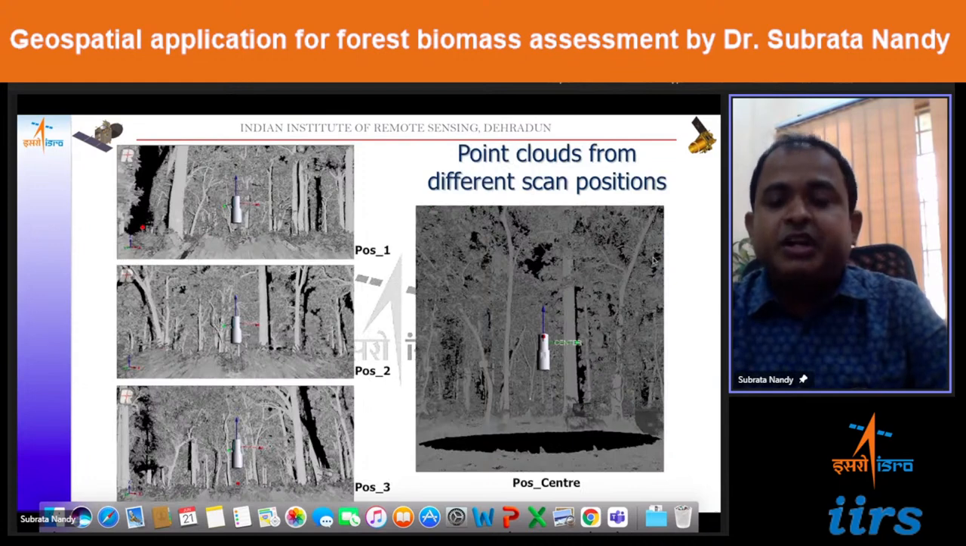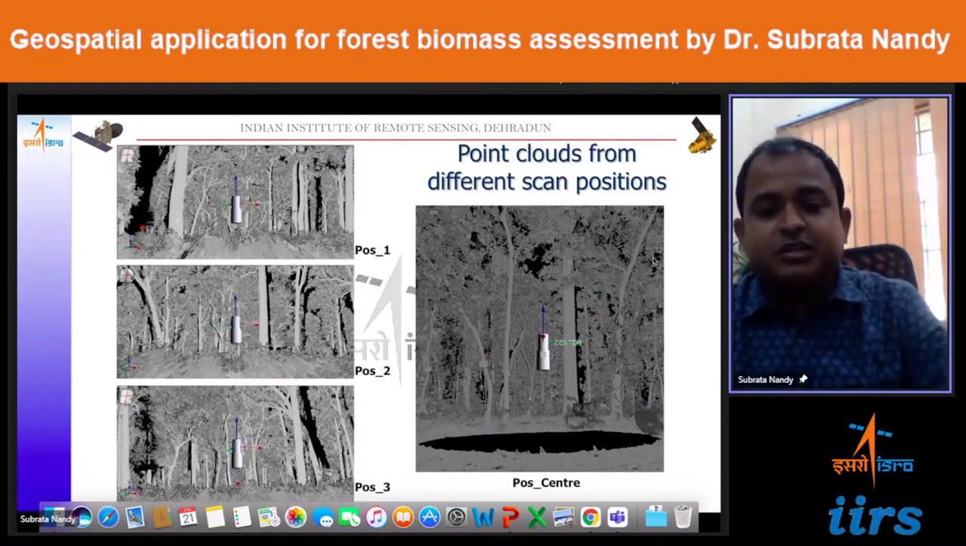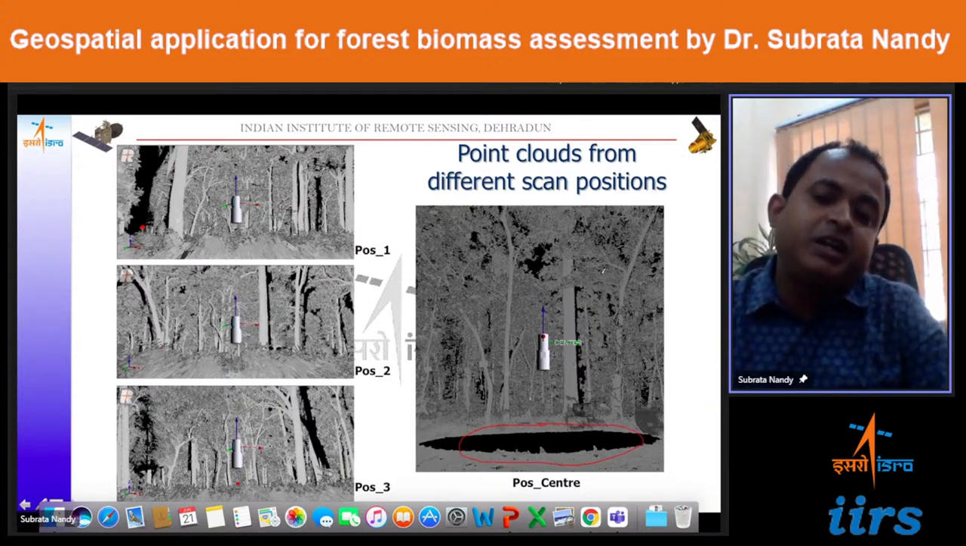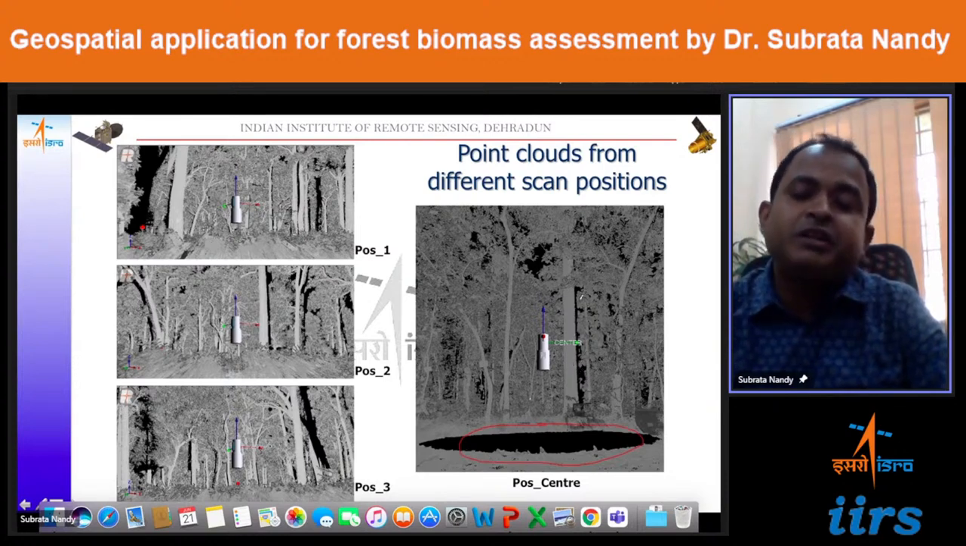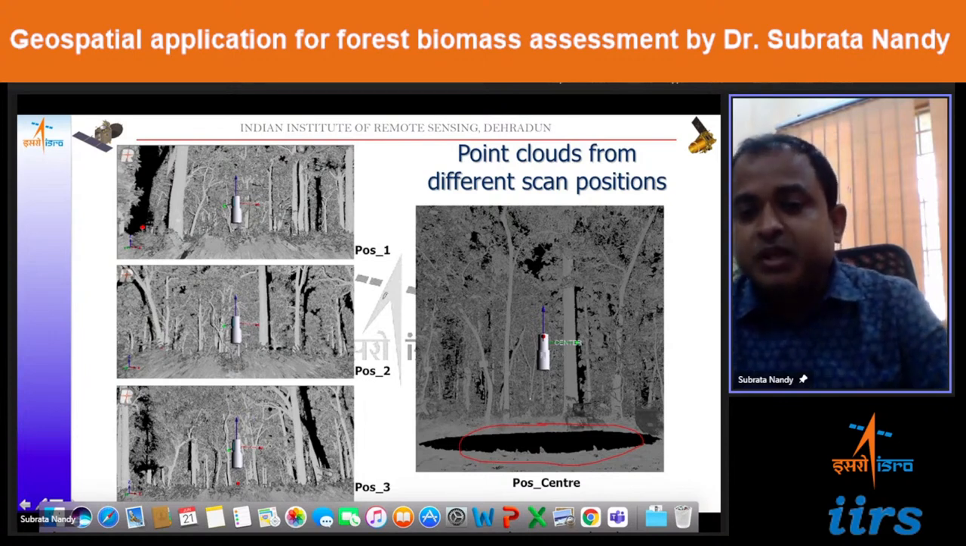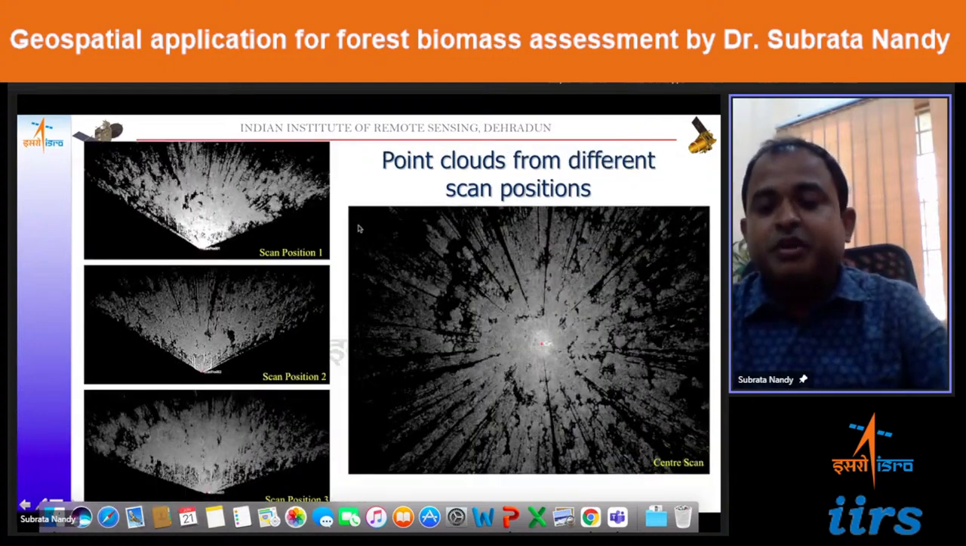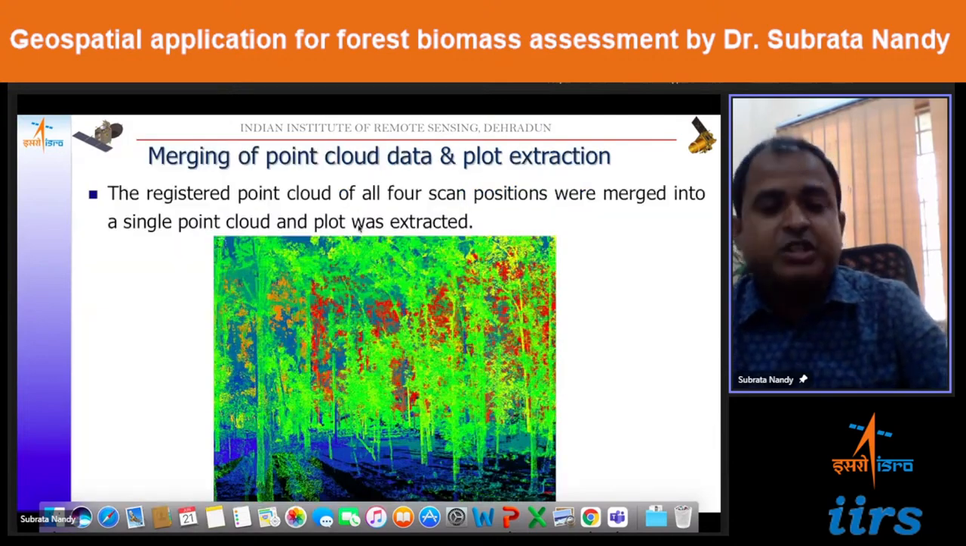Now this is how the data looks. Here you see the scanning position from, let's say, the center. When you do scanning, you won't get any information below this. This is an occlusion effect. And suppose this tree is there, whatever is behind this tree, you won't get either. So that's why we scan from different positions, and then we merge them to get this kind of thing.